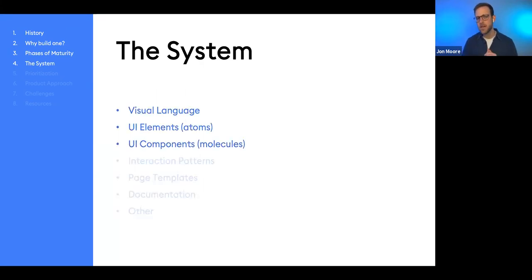But what I will say is that what most people think of when they think of a design system is chiefly design related. So they think about the visual language, the colors, the typography. They think about the UI elements, the buttons, the text fields, and things like that. And then they think about the components themselves, things like date pickers or components like cards and things like that.